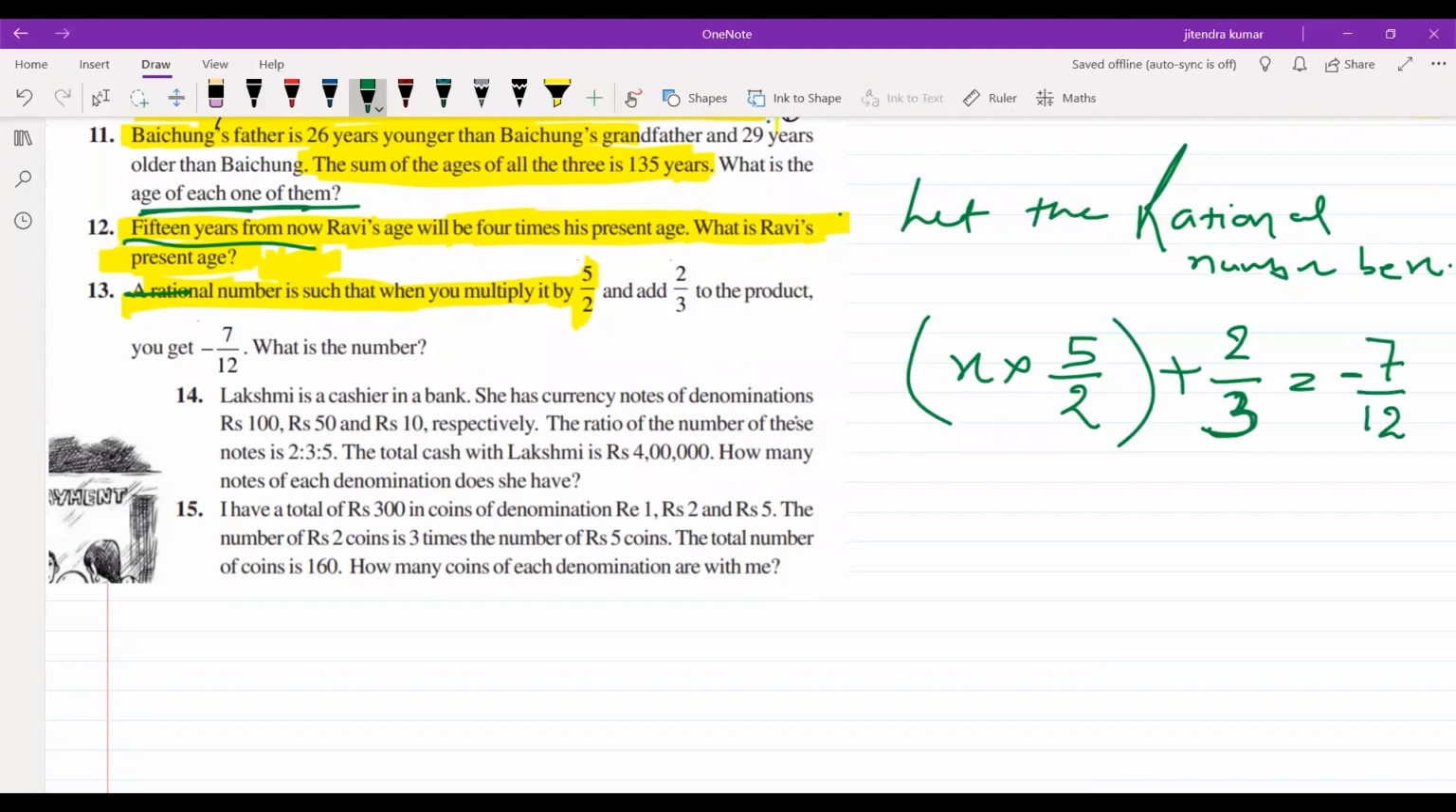We just have to solve this for x. Try to solve this and find x. 5x by 2 plus 2 by 3, taking the LCM.